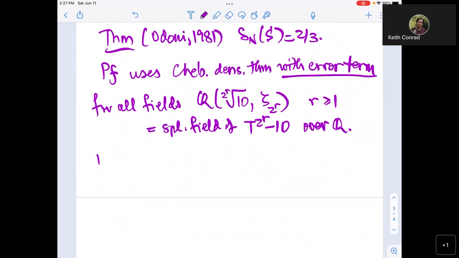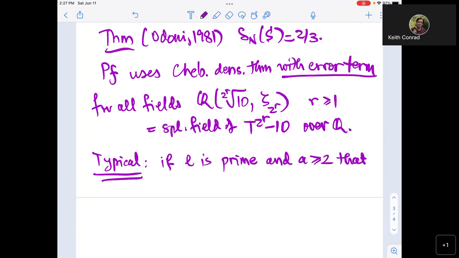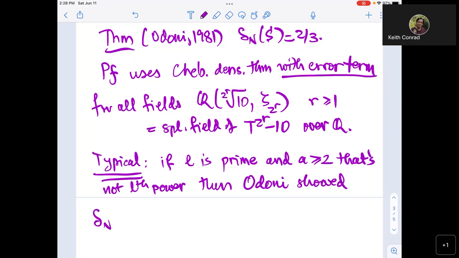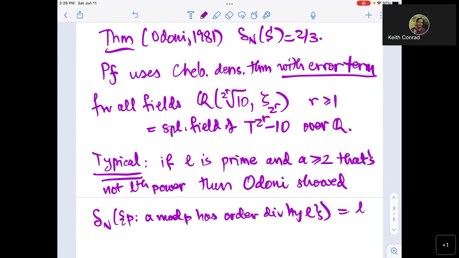let me just mention, just to give a broader context here, the typical situation is that if L is a prime number, like the prime 2, and let's say A is an integer greater than 2, as long as it's not an Lth power, then the theorem that Adoni had proved was actually that if you look at the density of primes for which A mod P has order divisible by L, not just even order, but order divisible by some prime number, is generally L over L squared minus 1. So when you set L equal to 2, we get 2 over 4 minus 1, or 2/3.